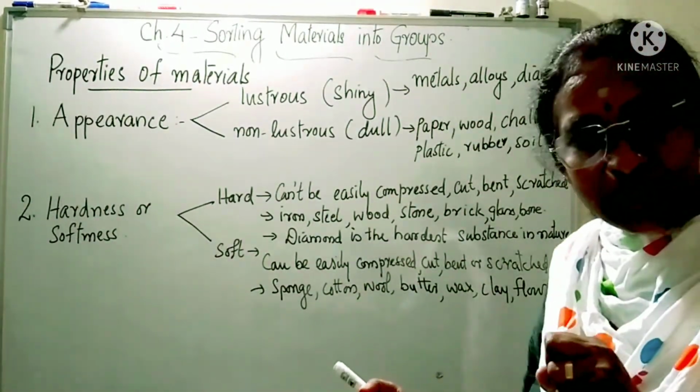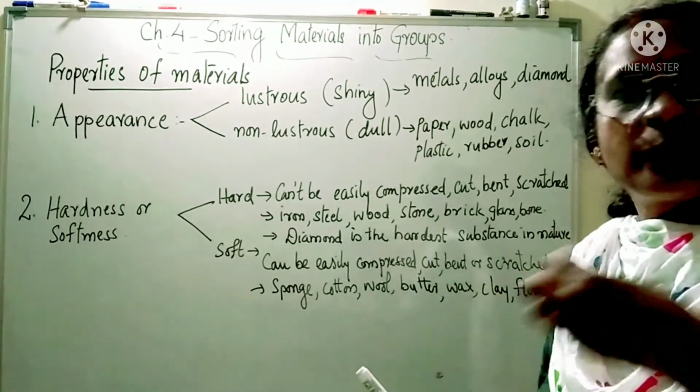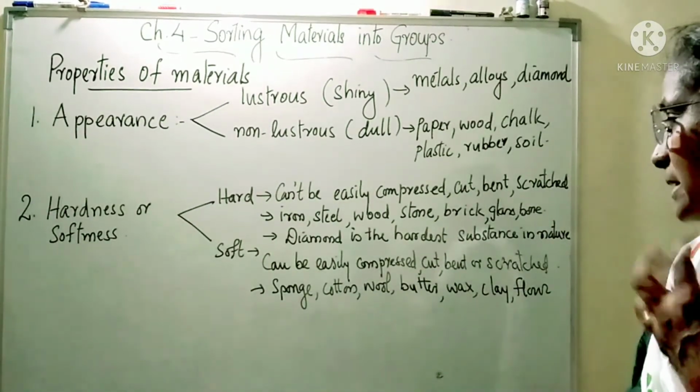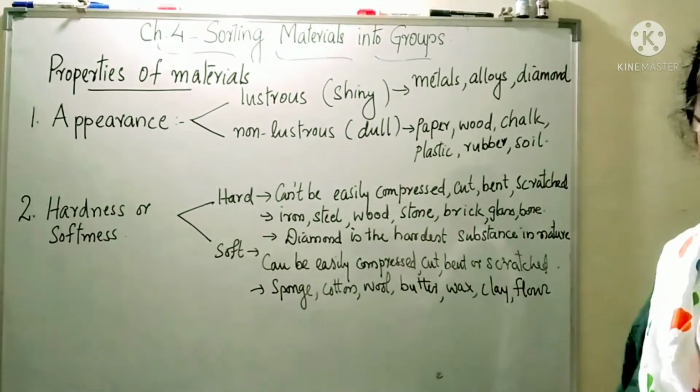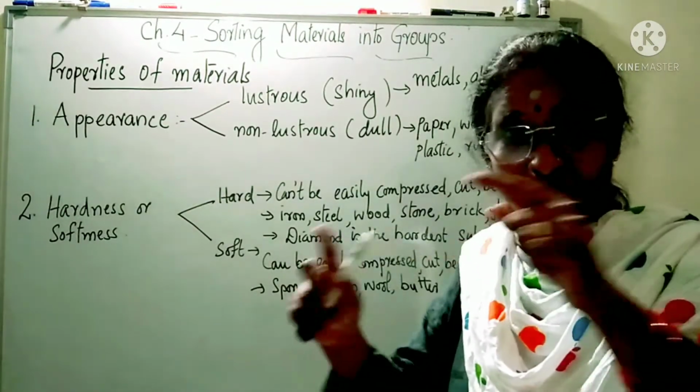Okay, you take a sponge. You know what a sponge is? It absorbs lots of water. It has so many holes inside. Such things: wool, butter. If you touch butter, I'm not talking about the Amul butter which you get in boxes.